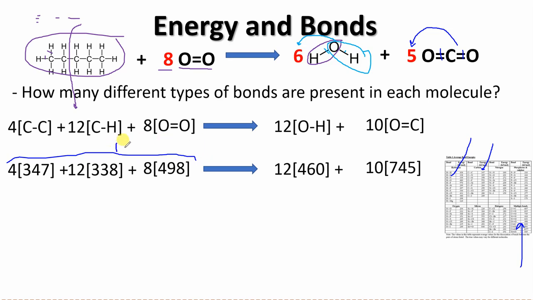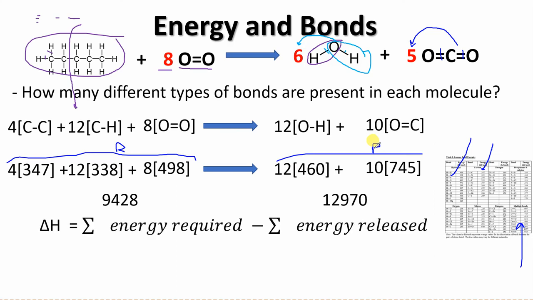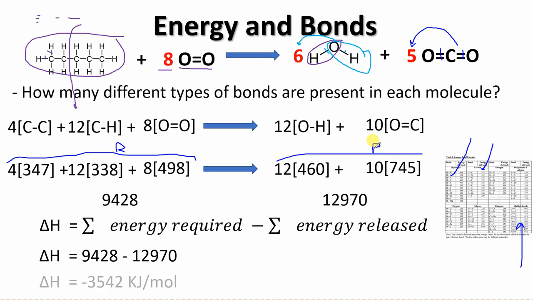So back to the math here. We want to figure out how much energy the reactants, the energy total of the reactants, and that's 9428. If we go over to the energy that it takes our products to form, we get 1297. Now we do have this equation here. This will help us figure out if this thing's positive or negative. So we're going to take our energy required and subtract off our energy released. And that's going to be equal to minus 3542 kilojoules per mole.